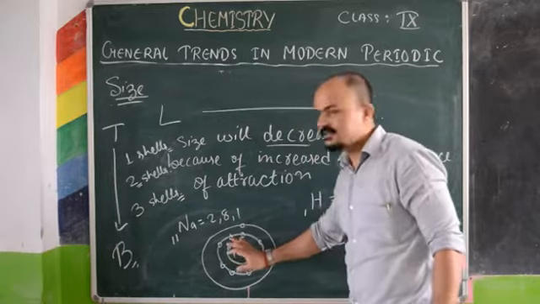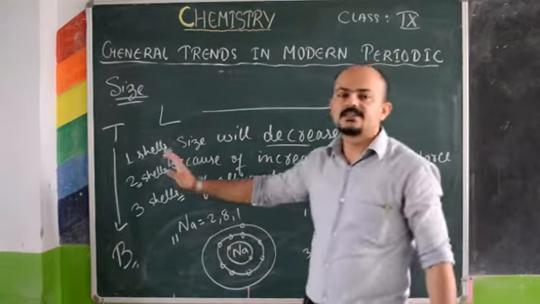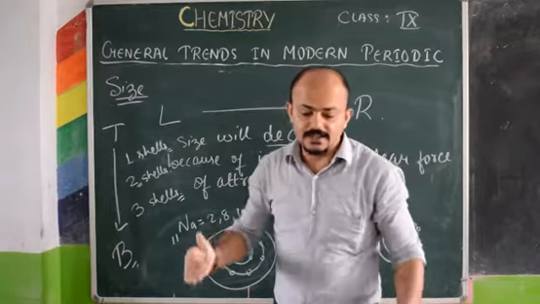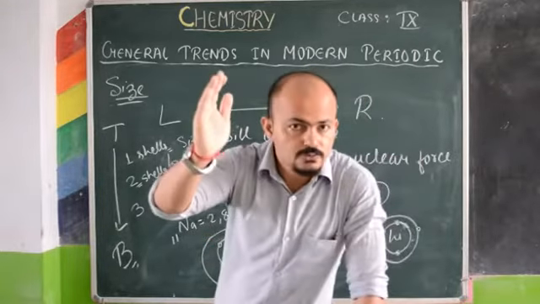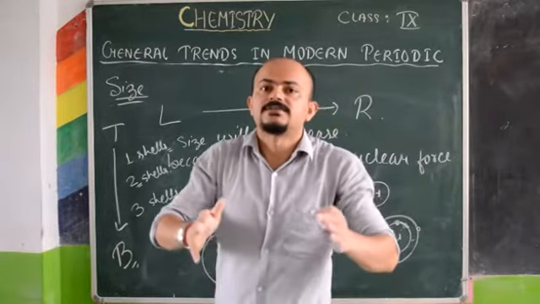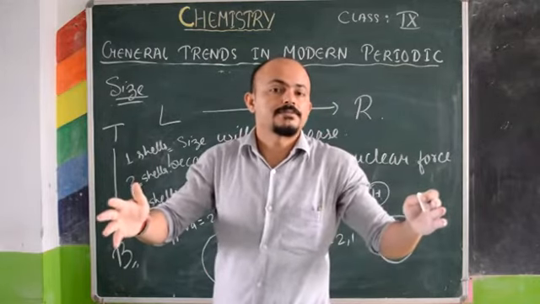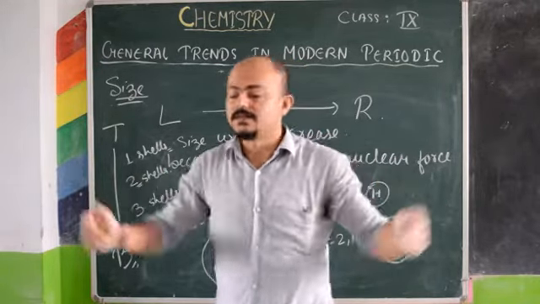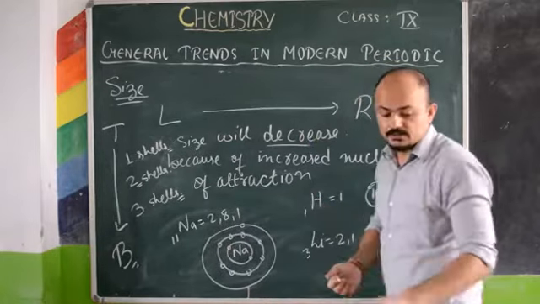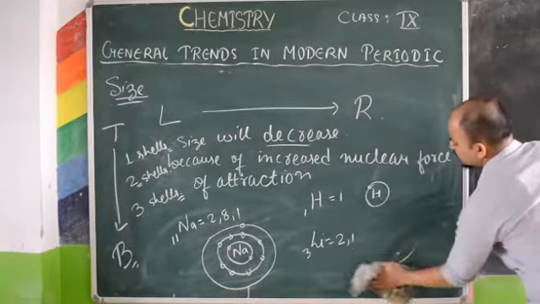That means it has 3 cells, and it lies in the third period. So you saw from this example, as you move from top to bottom in the periodic table, the number of cells keeps on increasing. As a result, what will happen? The size keeps on increasing.